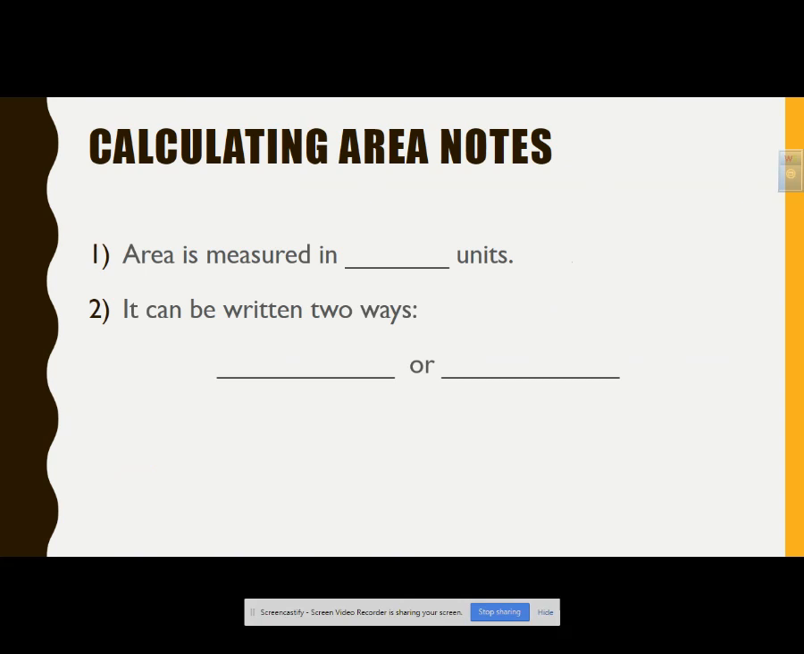So, in your notes, calculating area. Area is measured in square units. And it can be written 2 ways. And I'm just going to use inches as an example. So you can write out the words square inches, or you can use an exponent of 2 and put inches squared, which is a much faster way to add your units to your answer.